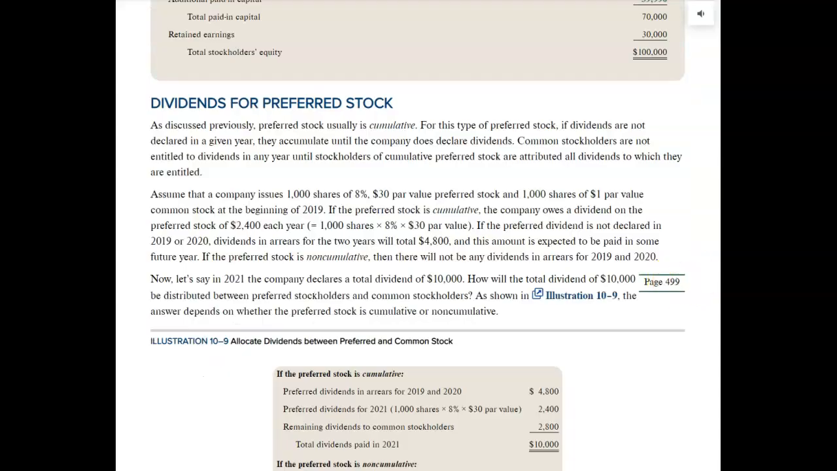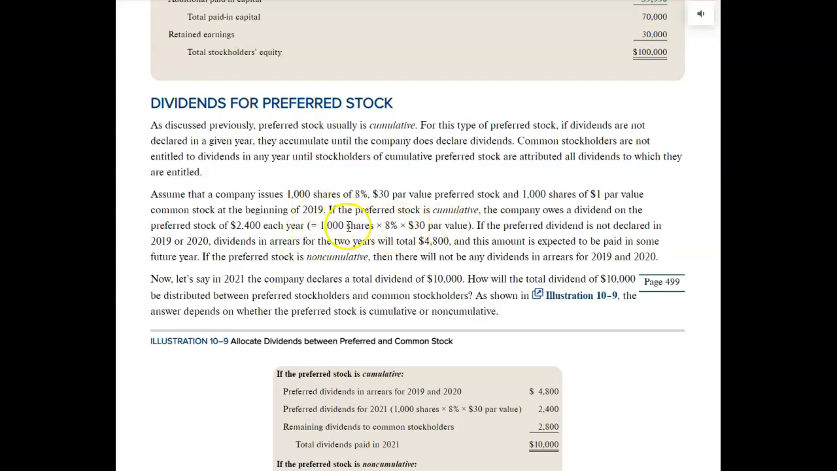Let's look at dividends. Now, preferred stock, like we said earlier, if the preferred stock has the feature of being cumulative, then if we miss several years of dividends, then when we finally pay a dividend, we must make up for those previously missed dividends. So in this example, similar to what we just went through, 1,000 shares of 8%. They added the 8. We'll use that in just a second. But 1,000 shares of 8%, $30 par value preferred stock. And also we have outstanding 1,000 shares of $1 common stock. That was the beginning of 2019.